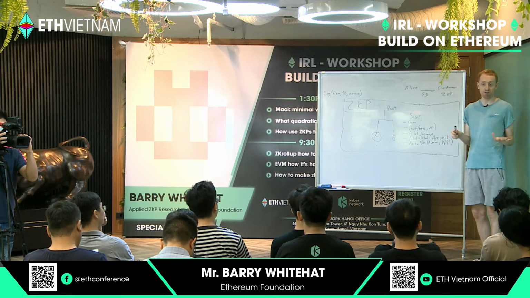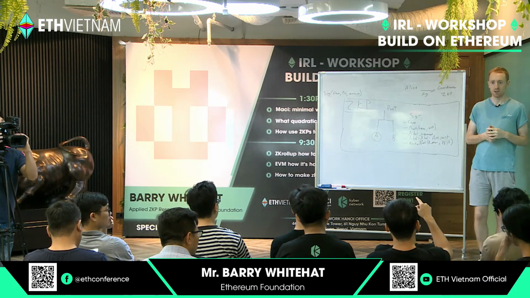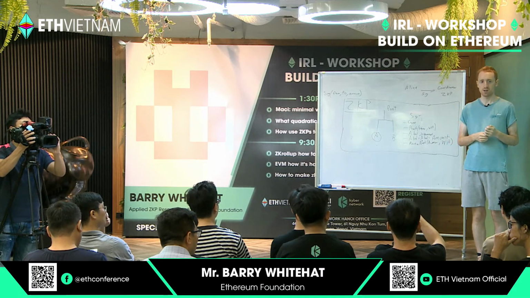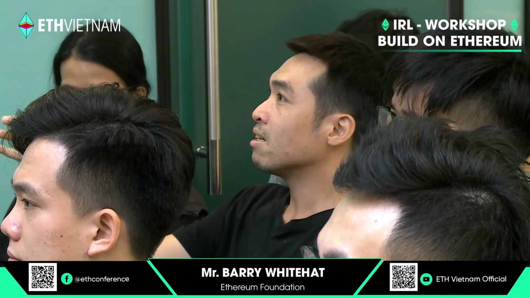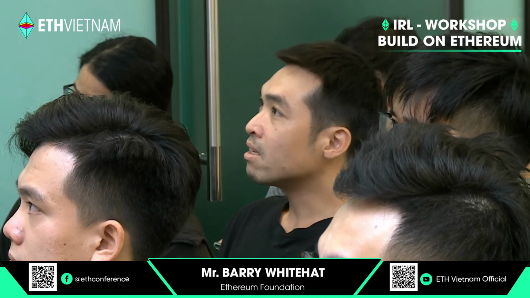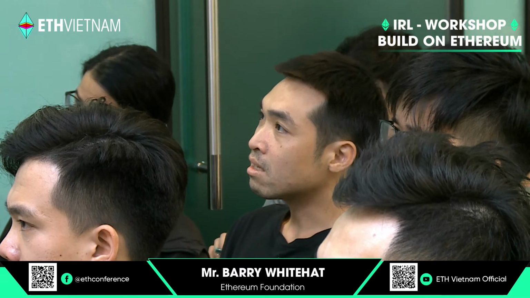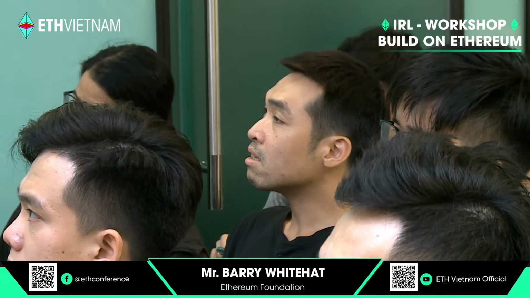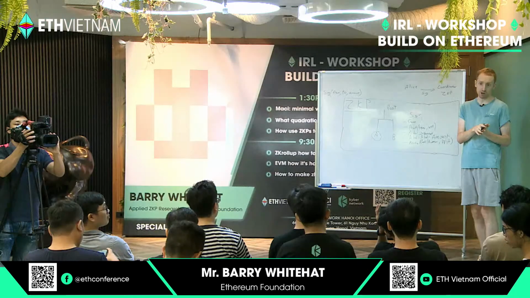Right, so any questions so far? Yes? If you are going to update the whole tree, shouldn't there be concurrency? So the question is, if you're going to update the rest of the tree, shouldn't there be concurrency? Basically you're saying, shouldn't we update Alice's leaf and Bob's leaf at the same time? Is that what you're saying?